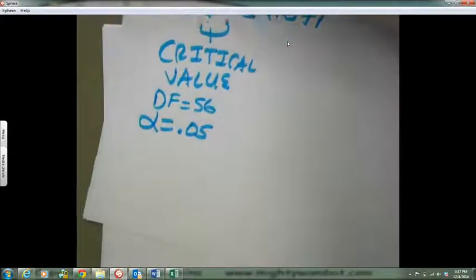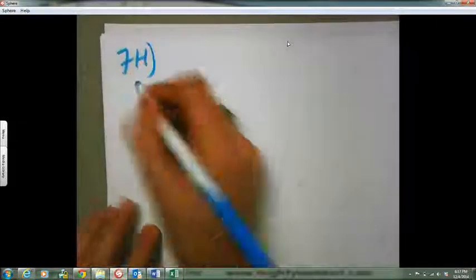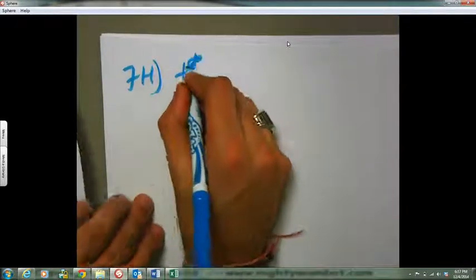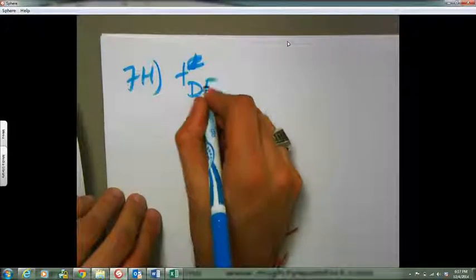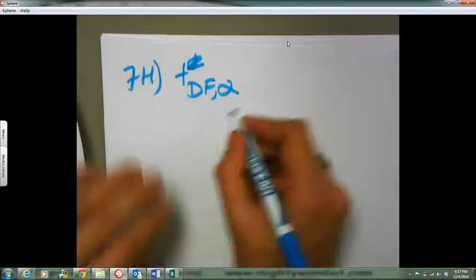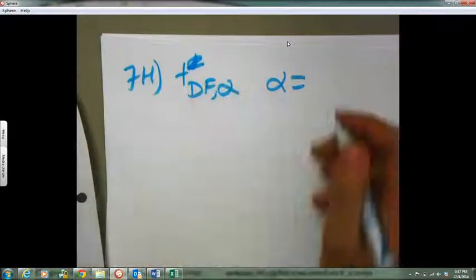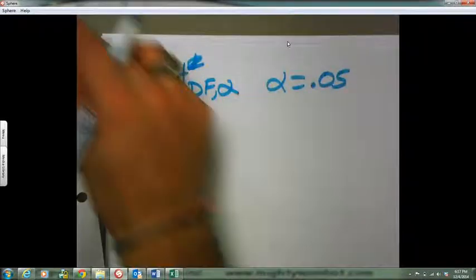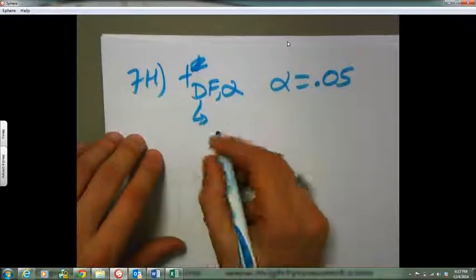Now, let's find the critical value for number 7H. For this one, the T star, we need the degrees of freedom, and we need the significance level. They don't tell us the significance level, nowhere in here does it say, so we assume it's 0.05. Degrees of freedom, I do n1 minus 1.